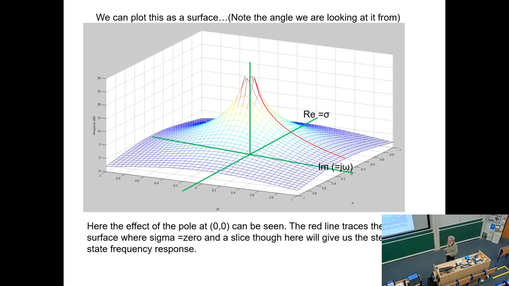But that's okay. So the red line traces the surface where sigma equals 0, and a slice through here will give us a steady state frequency response. And you can see that the pole will give us an infinite response on the axis if it went all the way up. I just can't plot that.